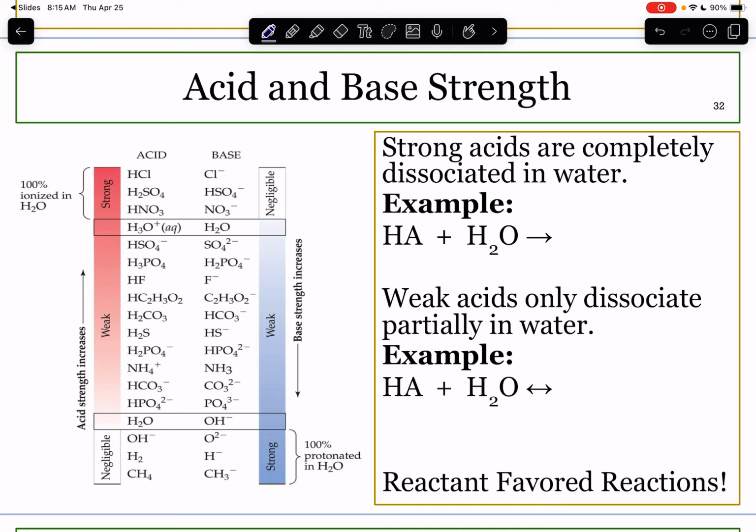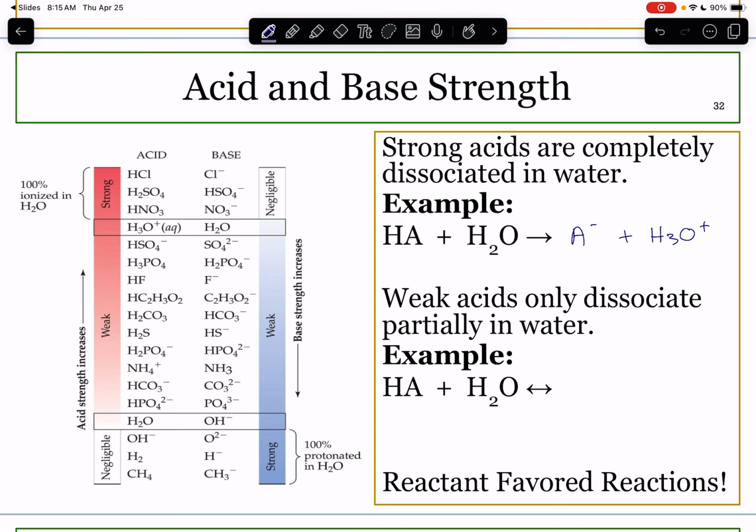There are two different kinds of acids and bases: strong acids and bases, and weak acids and bases. Strong acids completely dissociate in water. So this A represents any anion, whether it's a single element anion or a polyatomic ion. Acids donate a hydrogen, and so when the hydrogen is transferred to the water molecule, these are the products. We're left with A- and H3O+.